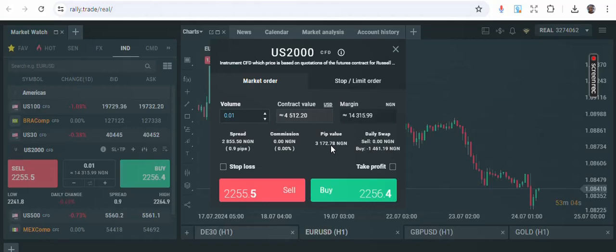This is US 2000, so you could aim for more than 10 or 20 pips. Let's say you can do 20 pips, 30, 40, 50 pips. First of all, I want us to calculate. Let's say you are able to do 20 pips or 50 pips on this trade. Let's calculate how much that would eventually give to you.